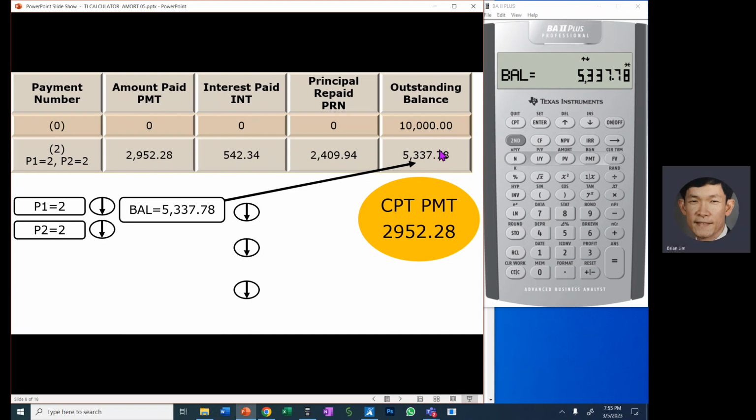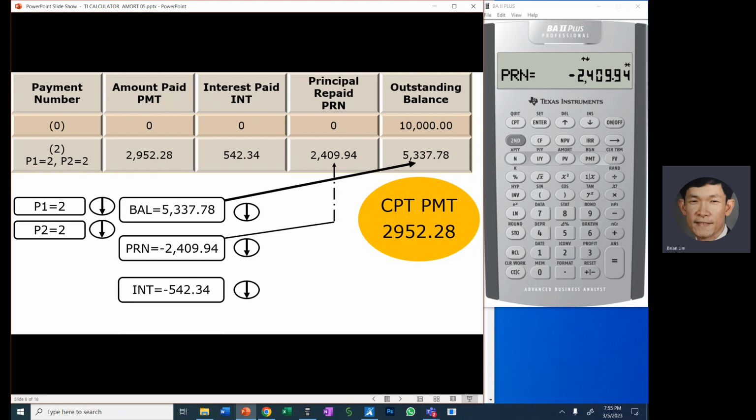It shows up on the table right over here. Remember, this is payment number 2. I've taken out payment number 1. That is why you're just seeing a part of the table; number 1 is not there, but it's in the full schedule of payments. Now we go down, and there is the amount repaid on the principal, and that number is right here, $2,409.94. And then the amount of interest paid is $542.34, which we see down here, and we have finished payment number 2.